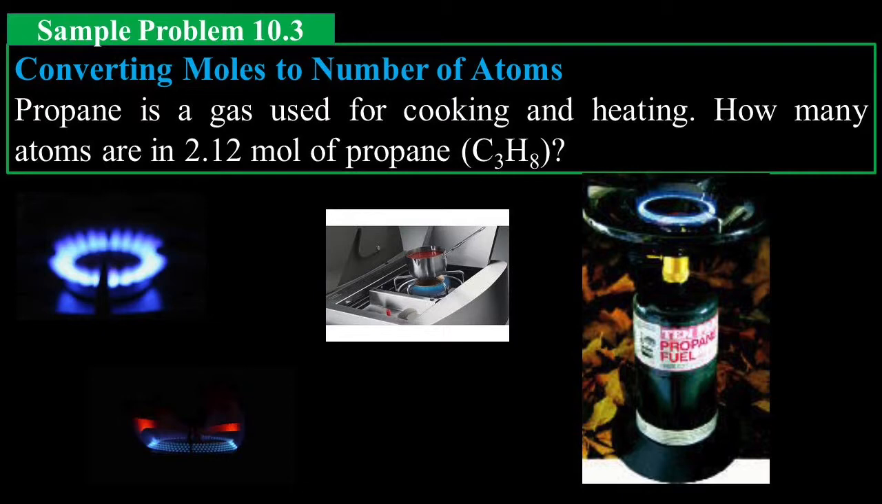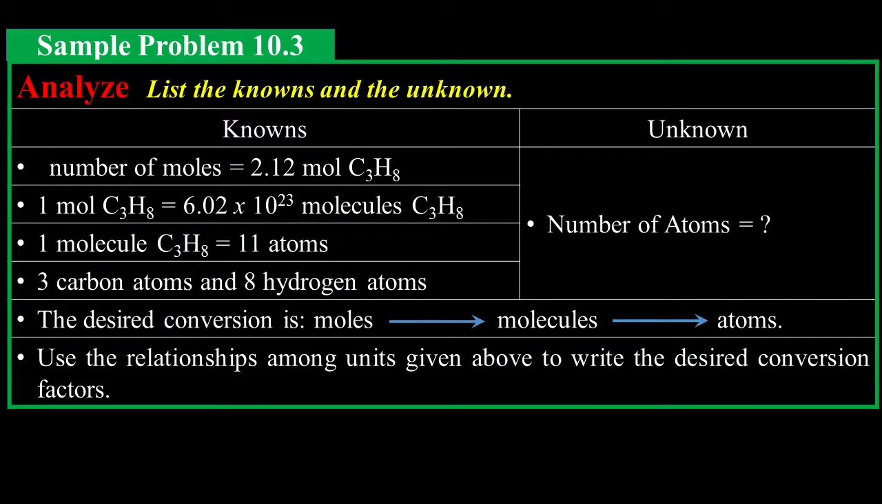In this case, converting moles to number of atoms. Propane is used for cooking and heating. How many atoms are in 2.12 moles of propane? C3H8. And there are some views of propane burning, propane gas burners. The number of moles we know, and that's 2.12 moles of propane. 1 mole of propane equals 6.02 times 10 to the 23rd molecules of propane. 1 molecule of propane is 11 atoms, 3 carbon atoms and 8 hydrogen atoms.